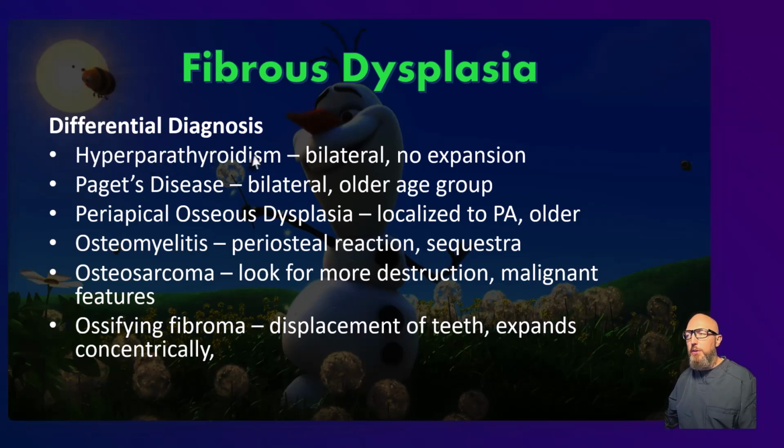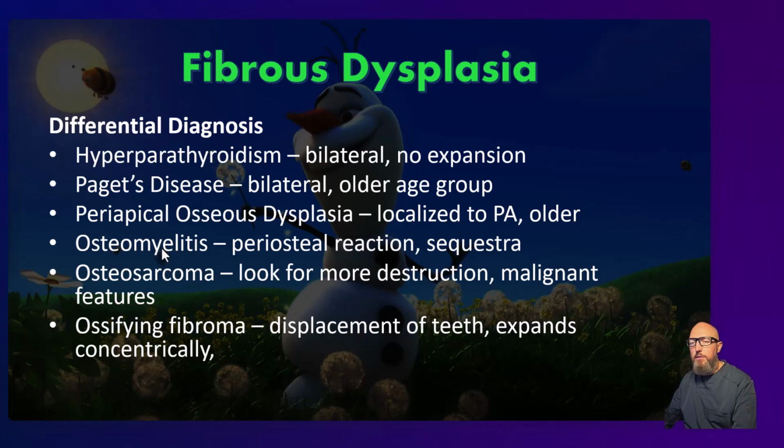And so we'll get to systemic things a little later in the course, but that ground glass appearance, when it's generalized, is when you're thinking hyperparathyroidism. So usually more bilateral. With hyperparathyroidism, there's no expansion. Paget disease gives a cotton wool appearance, also usually bilateral, older age group. Fibrous dysplasia, if I didn't mention the age, is pretty young because I said it stops growing after puberty in most cases. Periapical osseous dysplasia, especially if it's florid osseous dysplasia, but that's going to be localized to the periapical region of teeth and in an older patient population.